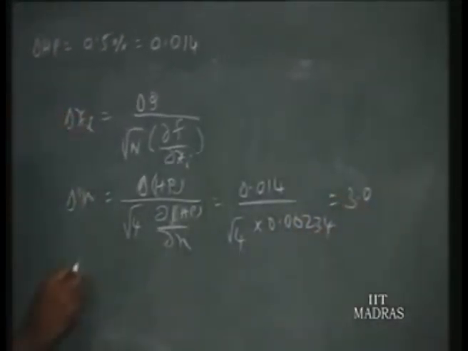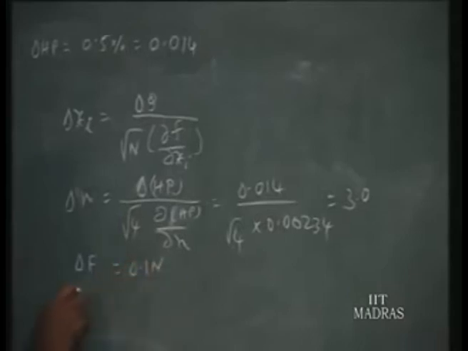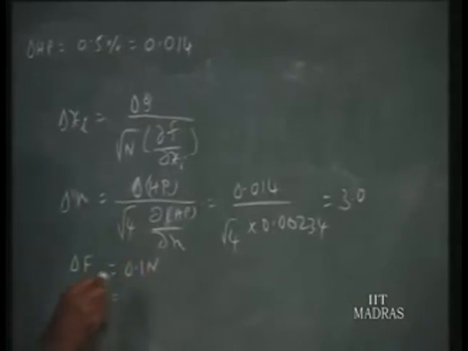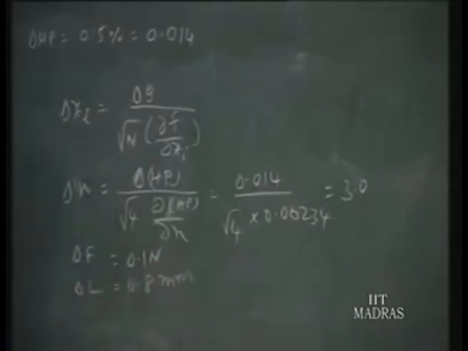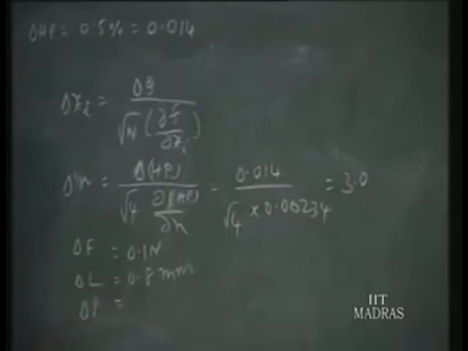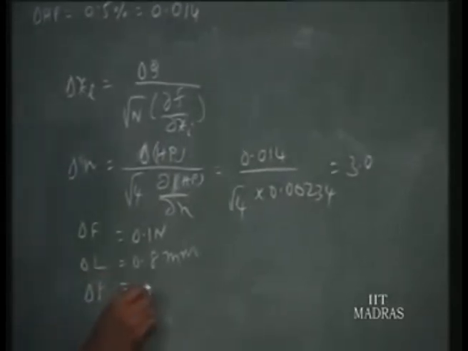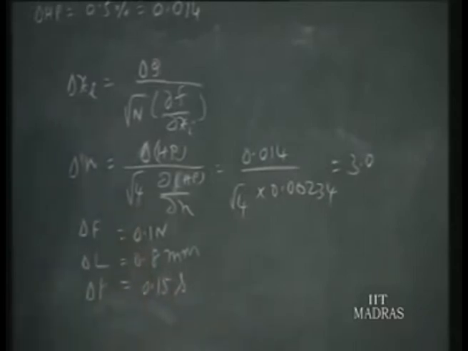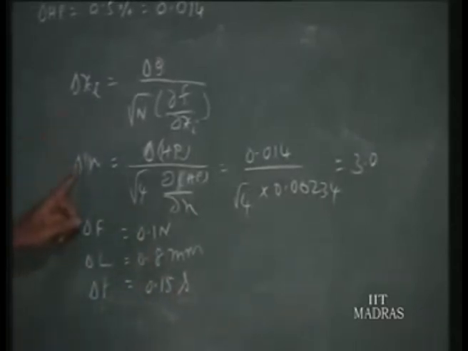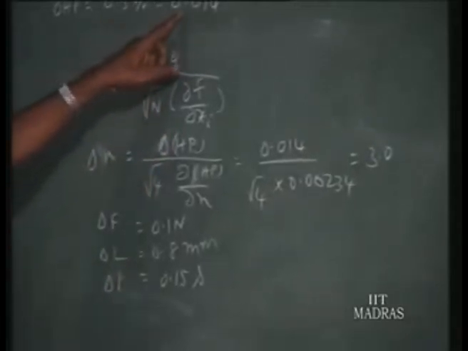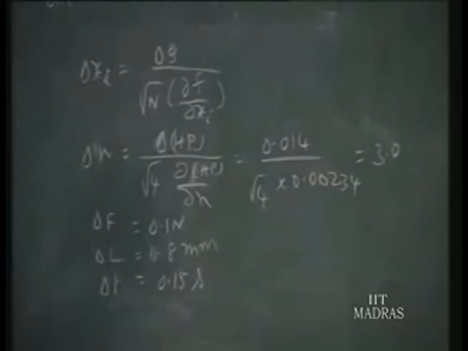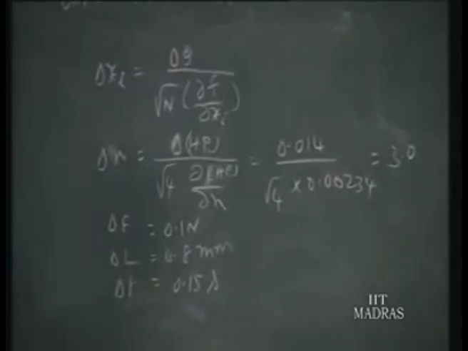Similarly, you find for the other parameters. The next parameter is dou f, and if you work it out in the same way, it comes around 0.1 Newton, and delta L is equal to 0.8 millimeter, and delta T, the time measuring instrument, should have an error of 0.15 second. So these are the permitted errors in the measurements. If we want to achieve an accuracy of 0.5%, or within an error of 0.014, what are the instruments we have to change?